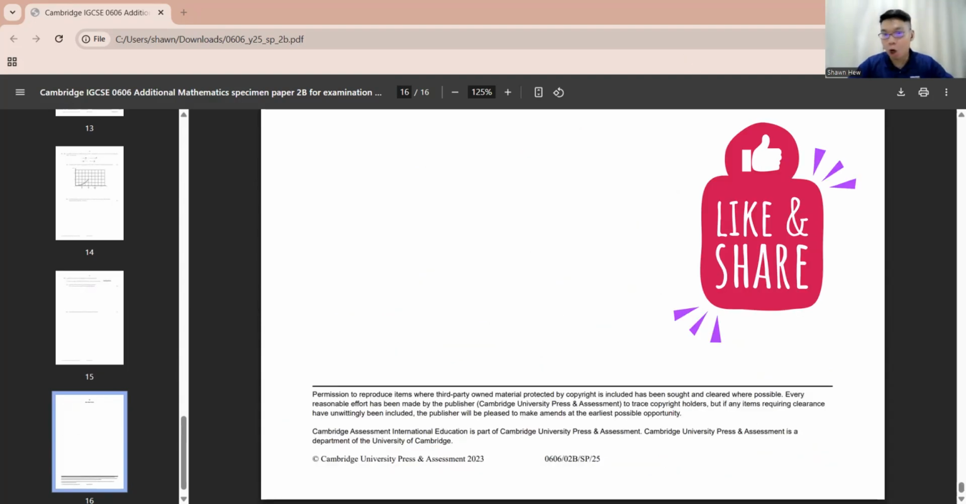So we have completed the whole specimen paper B supplied by Cambridge.